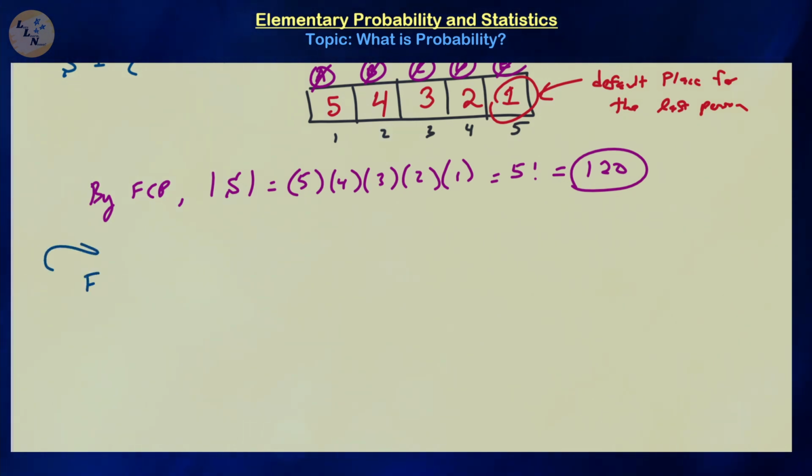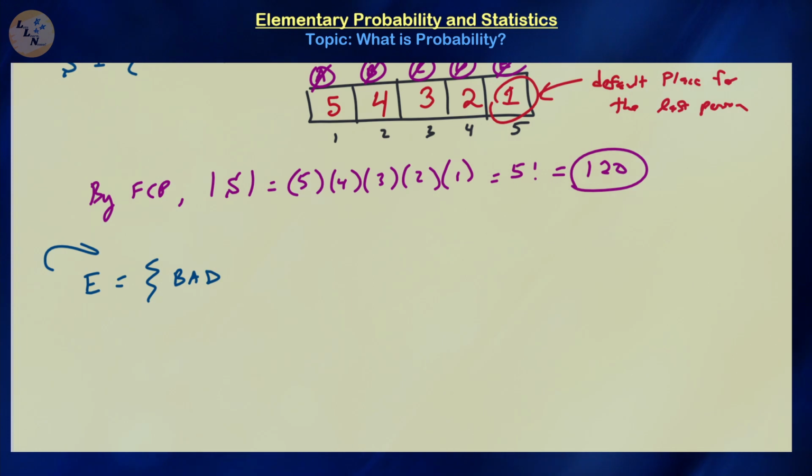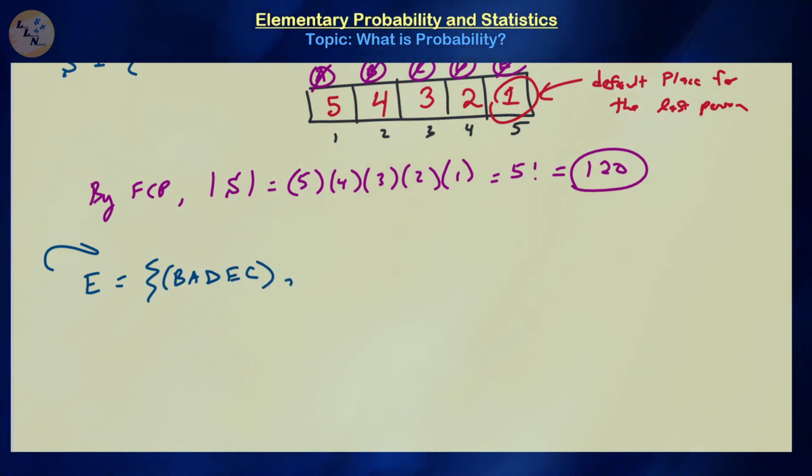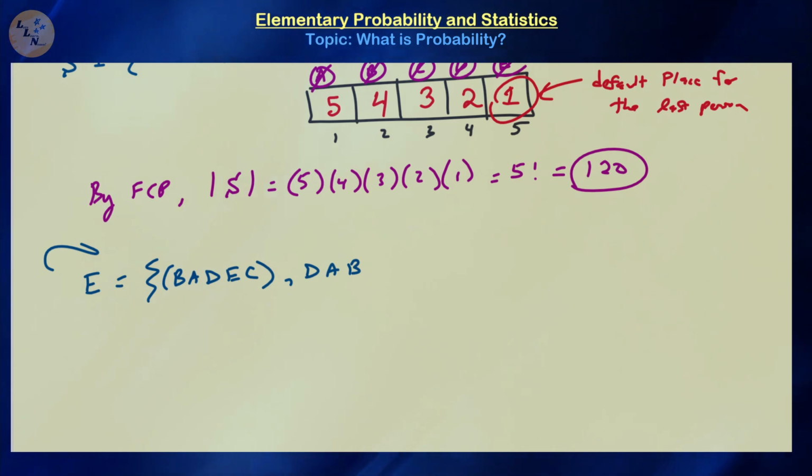So what does our event space look like? Our event space has all of the values for whichever one has changed position. So we could have B, A, D, E, and C, right? So that's one possible permutation that satisfies that criteria. We could have D, A, B, let's go E, and then C. That's another element that is in this event space.